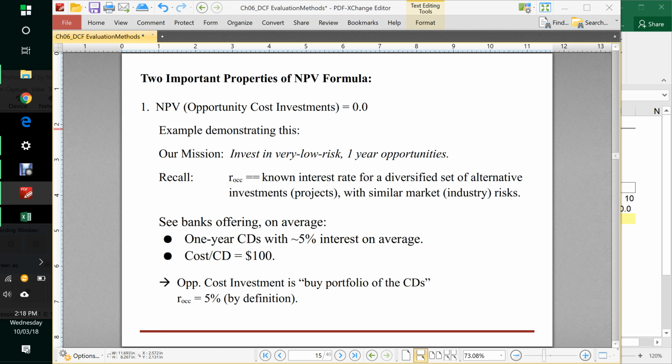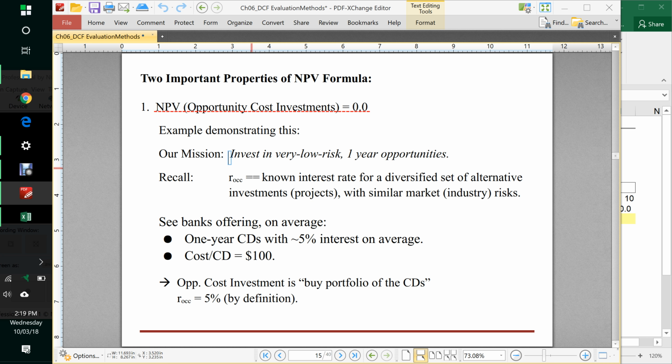All right, so the NPV method has two important things that we need to know about it. The first one is that the NPV of opportunity cost investments, that would be putting money in the Blue-Green REIT in the last example, is always equal to 0. Okay, so let's do just a little example illustrating this. I think it's obvious by thinking about the Blue-Green example, but let's do another example.